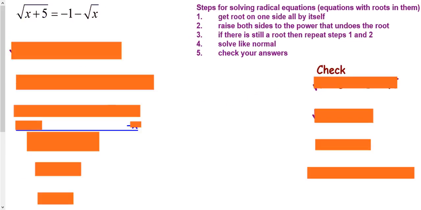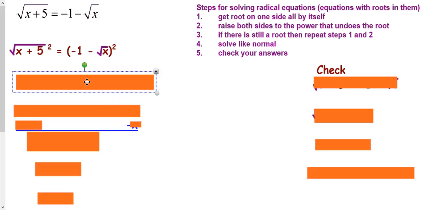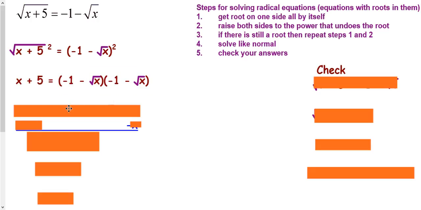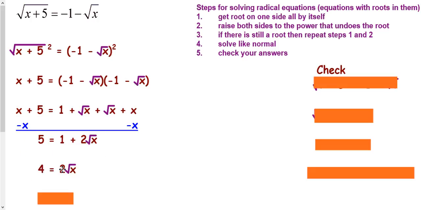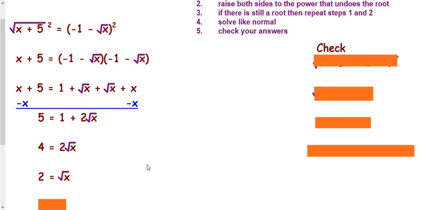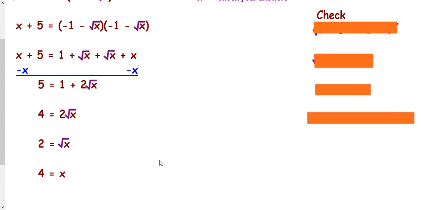So try this one on your own and then watch the video. We'll square both sides. Square undoes the square root on the left side. Remember the right side, squaring means multiplying by itself. FOIL out the right-hand side. Then you want to go ahead and get the radical by itself. Divide by 2, square both sides, you get 4.